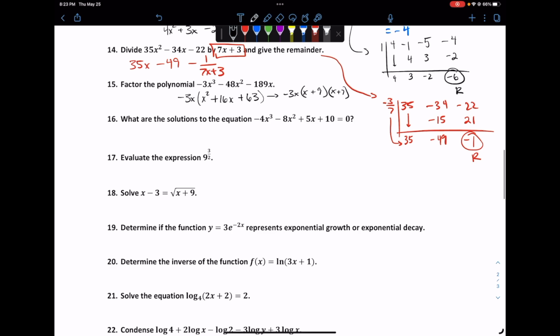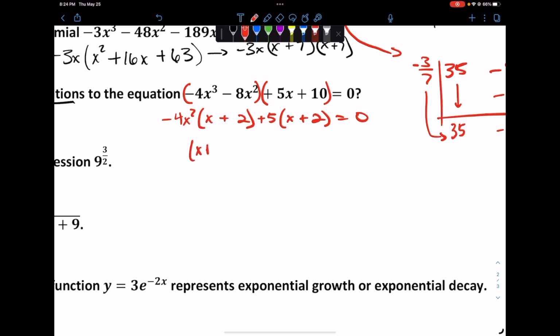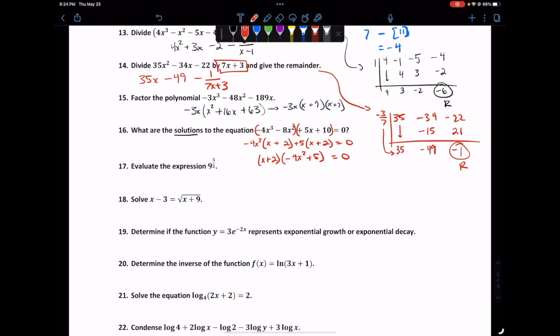Cool. All right, solutions to the equation here. So we have 4 terms. We can't do a greatest common factor out of all 4, so I'm going to use grouping. So I will first take out a negative 4x squared, and that'll give me x plus 2. I'll take out a positive 5. That'll give me x plus 2, which is good. So I've got x plus 2 as one of my factors, and then I've got negative 4x squared plus 5 equals 0. So what are these solutions?